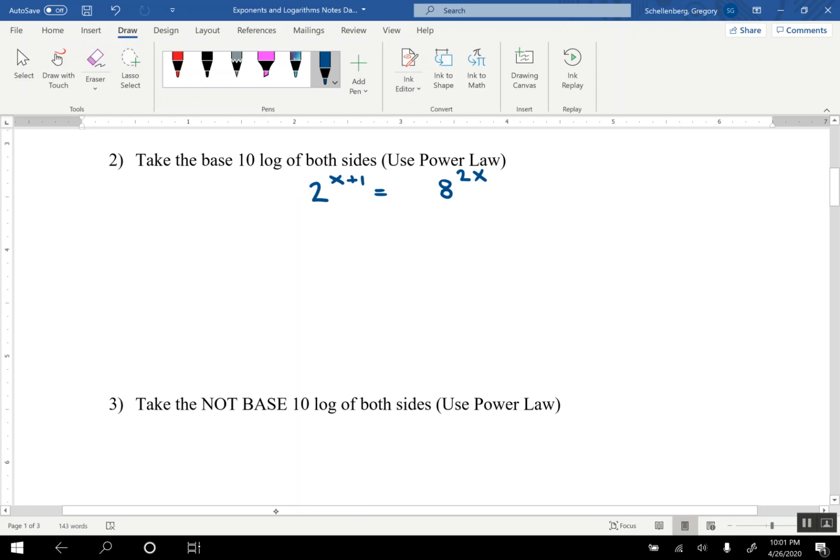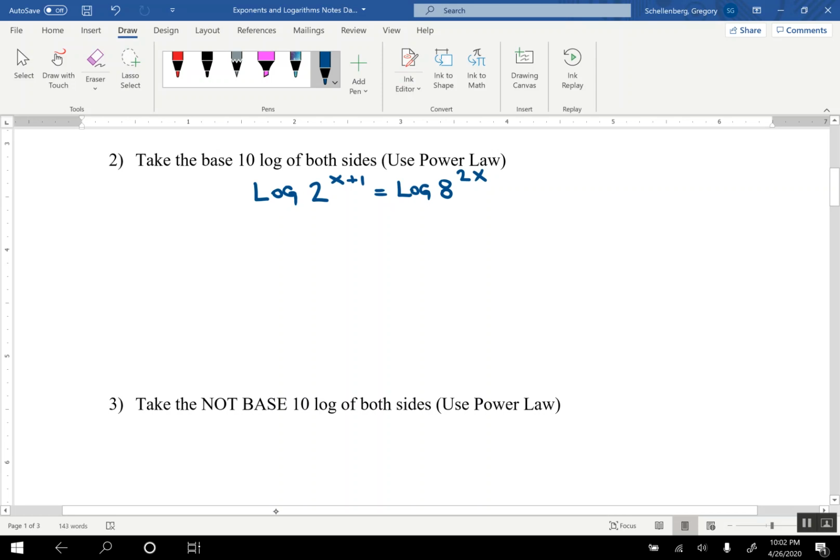So we're going to apply the same principle here, but we are going to log both sides of the equation. So I'm just going to write a log out in front of the 2 to the x plus 1, and I'm going to write a log out in front of the 8 to the 2x. Okay, so those 2 to the power of x plus 1 and 8 to the power of 2x become the arguments of our logarithm.